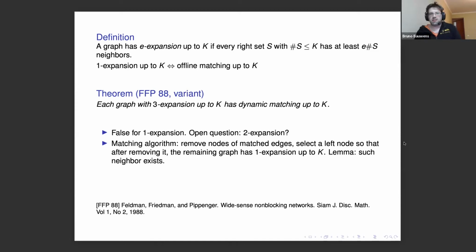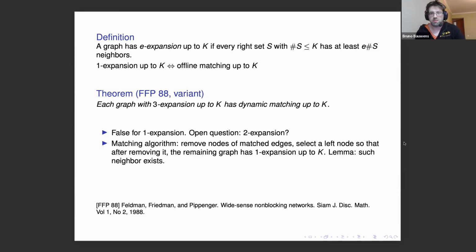And then that's enough. We just need a lemma that there always exists such a neighbor, so that deleting the edge keeps 1 expansion up to k. And that's a special lemma. It would take 1 page in their paper, but written in cumbersome language and more general form. Even explaining it would probably take 20 minutes. I will not do it because we don't need it.